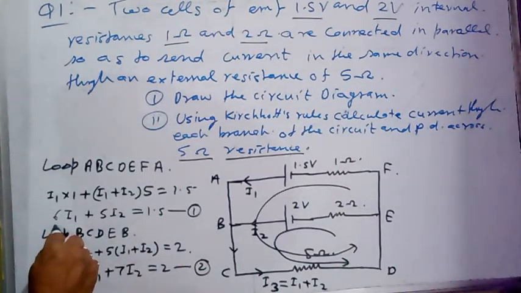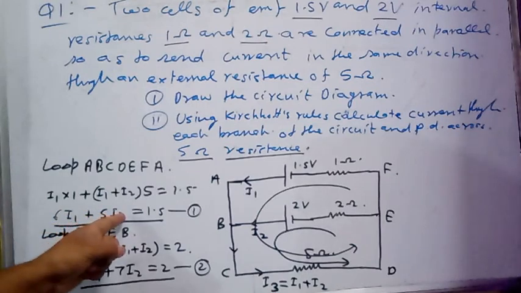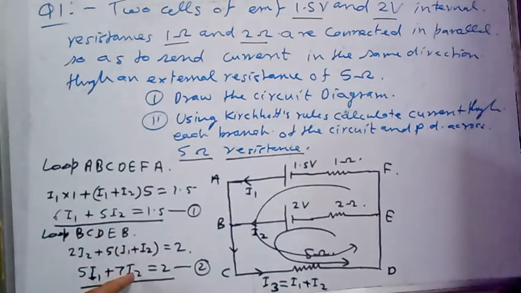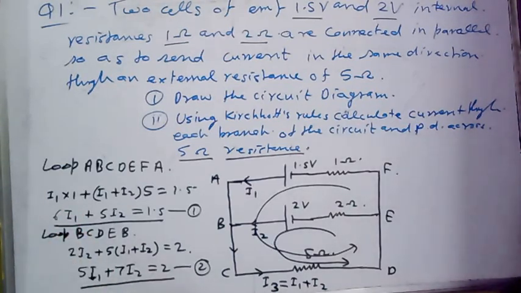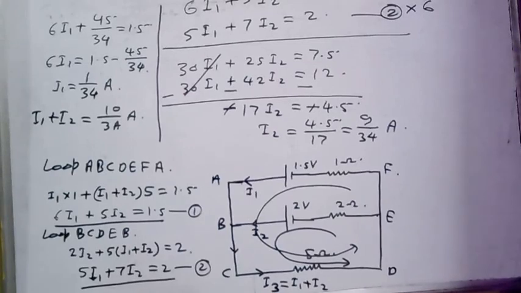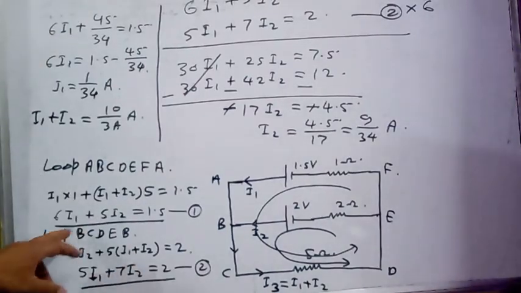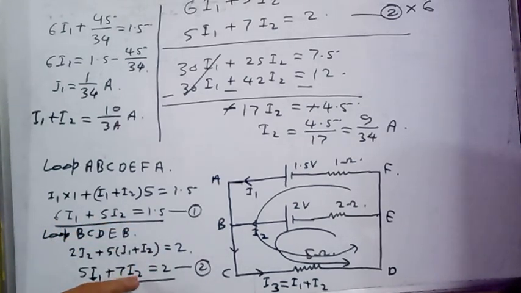So after solving, these two equations are linear equations in two variables. The variables are I1 and I2. Solving these two equations, you can get the value of current I1 and current I2. So students, see, to find the value of I1, I2 and I3, we need to solve these two linear equations in two variables: 6I1 plus 5I2 equals 1.5 and 5I1 plus 7I2 equals 2.